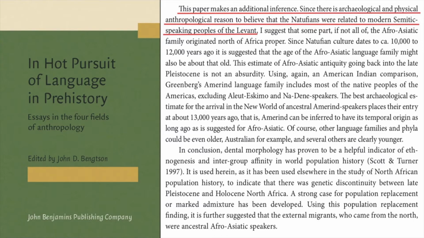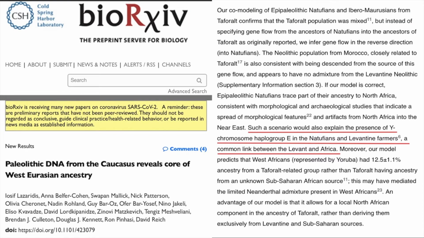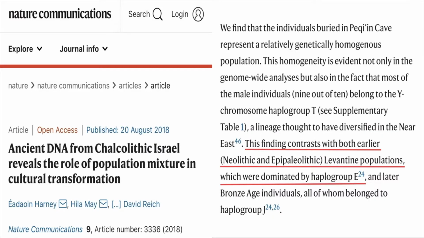And just to read what this paper says, In Hot Pursuit of Language and Prehistory, this paper makes an additional inference, since there is archaeological and physical anthropological reason to believe that the Natufians were related to modern Semitic-speaking peoples of the Levant. And Natufians had haplogroup E. This is from Paleolithic DNA from the Caucasus Reveals Core of West Eurasian Ancestry, and it reads, such a scenario would also explain the presence of Y chromosome haplogroup E in the Levant, in the Natufians and Levantine farmers, a common link between the Levant and Africa.